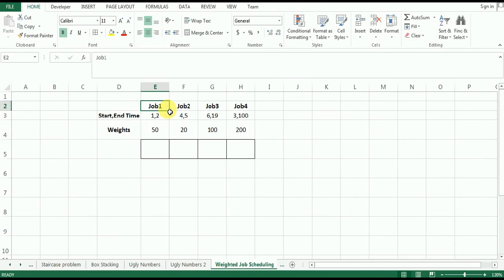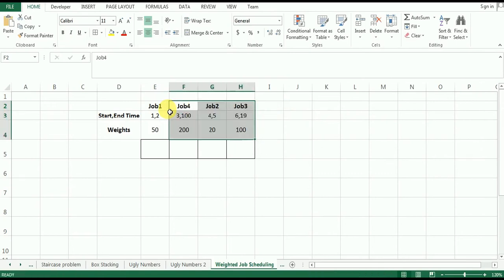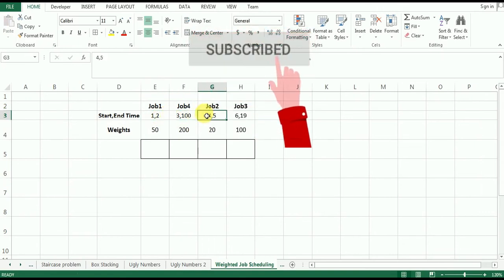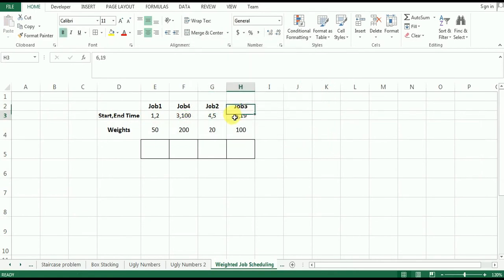All right, so because job 2 and job 3 are already in sequence, all I have to do is put job 4 before these two jobs, like this. So we have job 1 with the start time as 1, job 4 with start time as 3, 3 is greater than 1, then job 2 with the start time 4, 4 is greater than 3, and job 3 with the start time of 6, which is the highest.